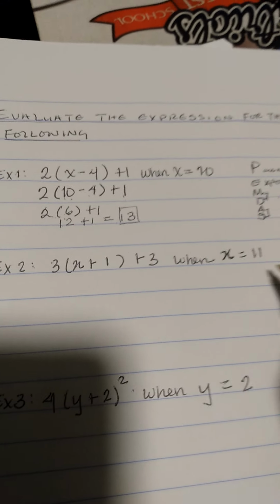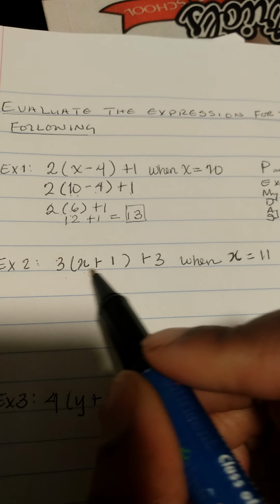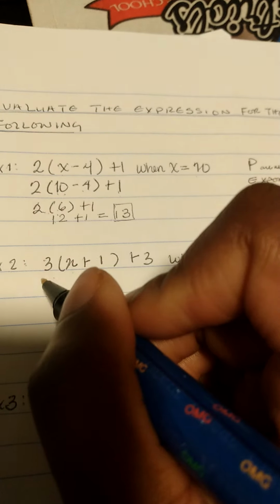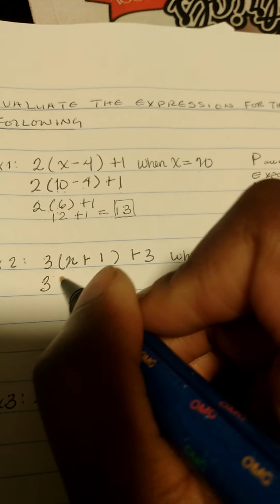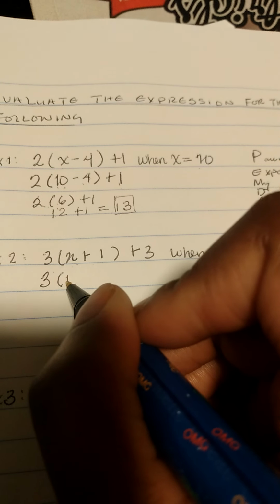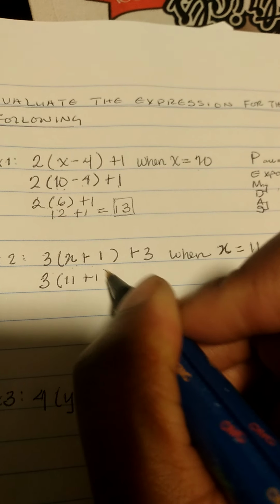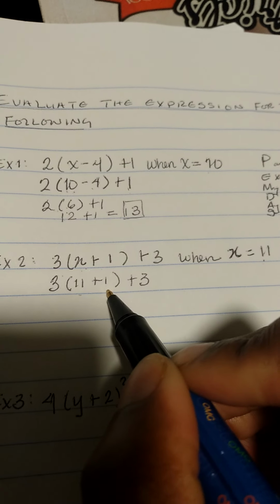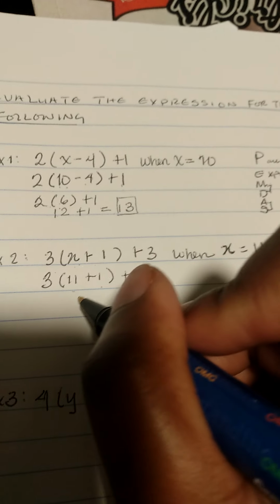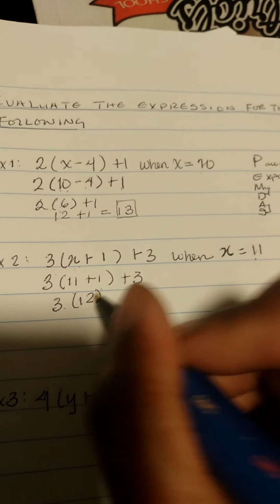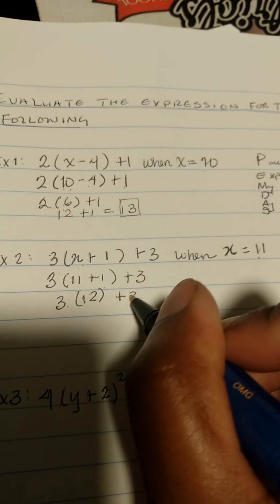Example 2. Here I have 3 times (x plus 1) plus 3 when x equals 11. Again, my first step is to rewrite it, and where I see x, I'm going to put 11, like they said. So 3 times (11 plus 1) plus 3. Next, I do what's in the parentheses. 11 plus 1, that's 12. 3 times 12 plus 3.